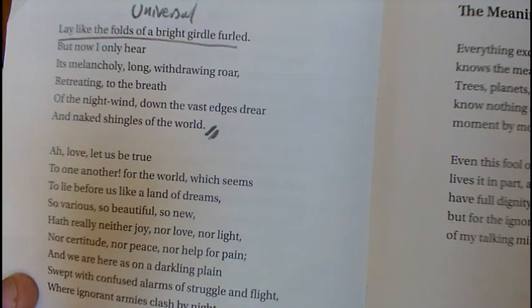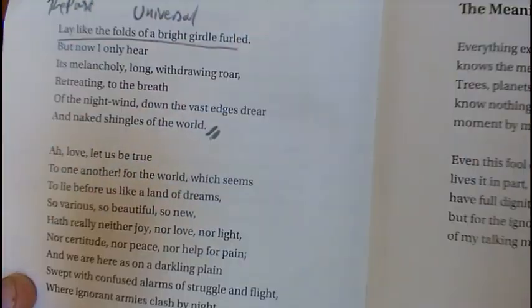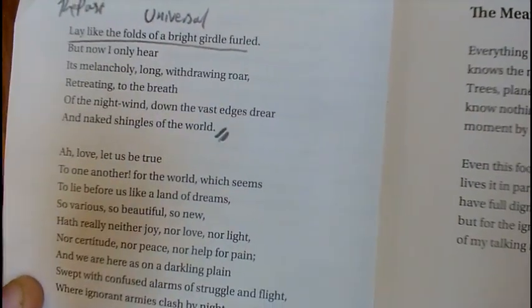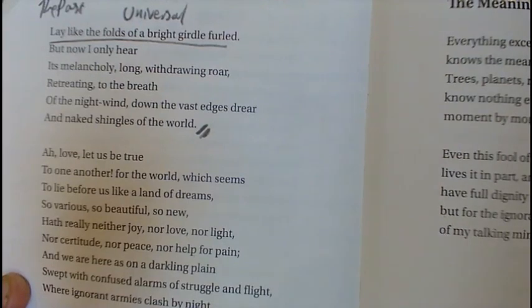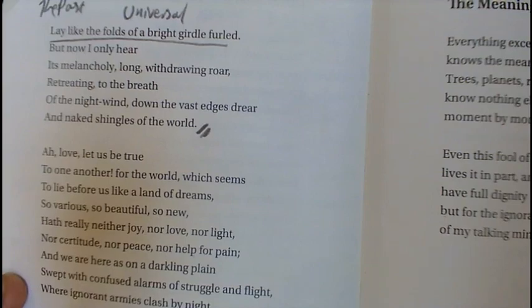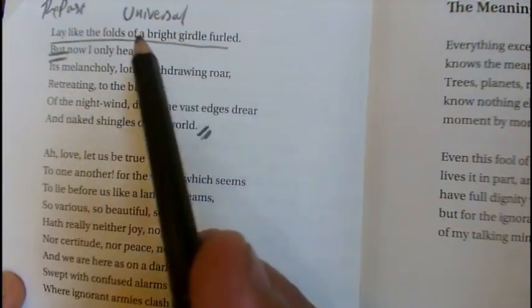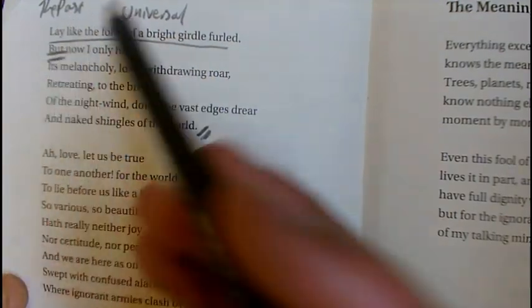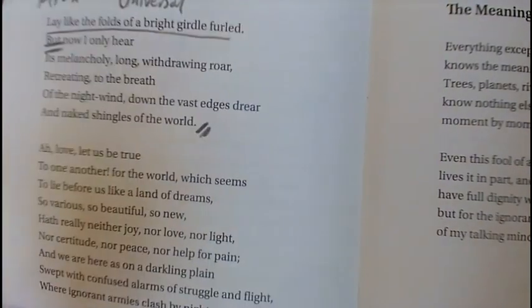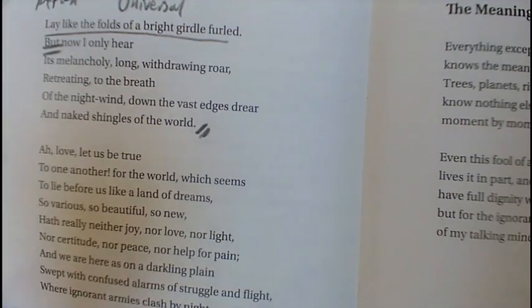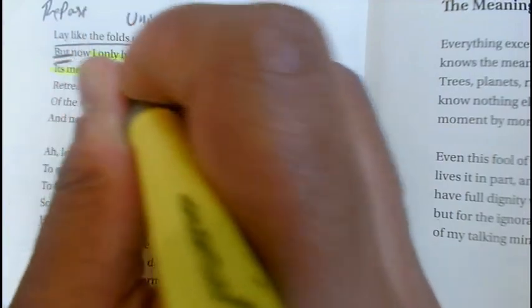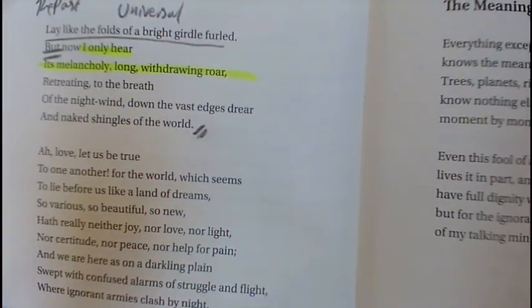So once again, you have this obsession in this poem with the past against the modern, and I think that's a key theme in this poem: the idea of the past and the sadness of the modern and the changes that have taken place. We then have that shift. He says, well, you used to have this image of the bright girdle furled around the world, the sea of faith, but he says, now I only hear its melancholy, long, withdrawing roar.